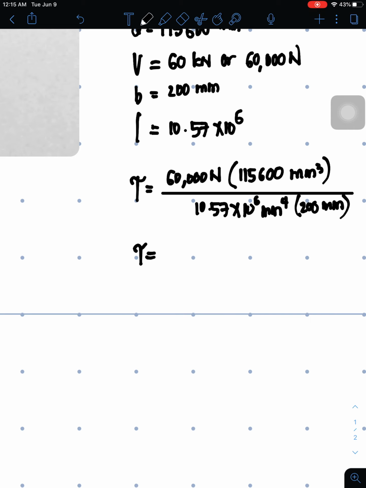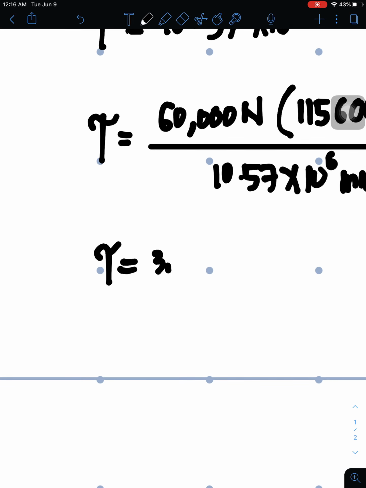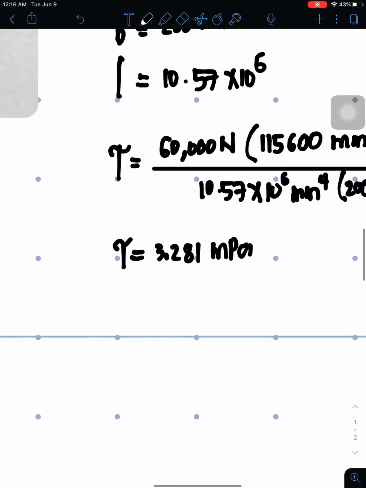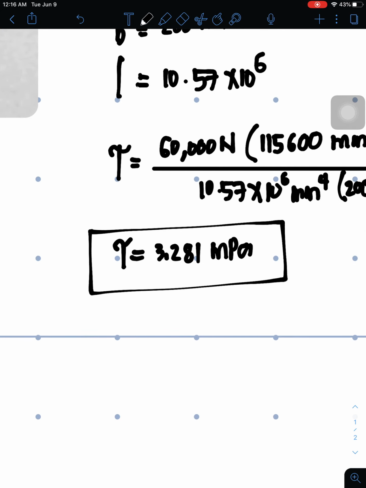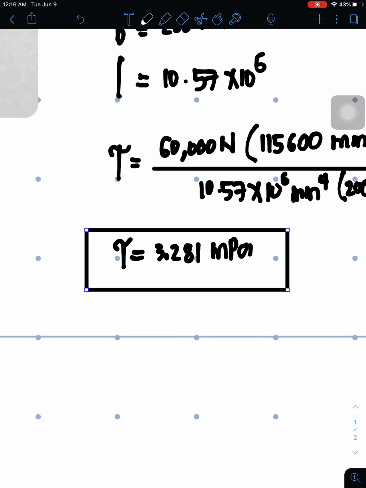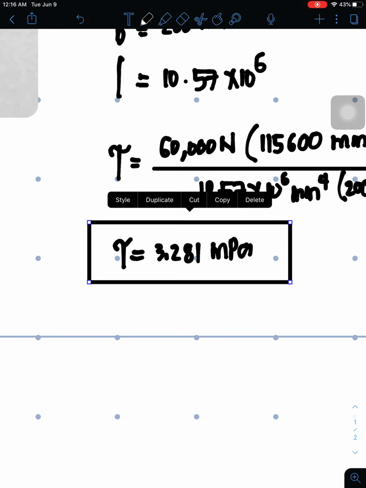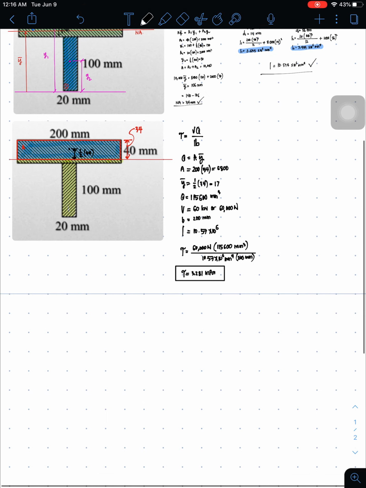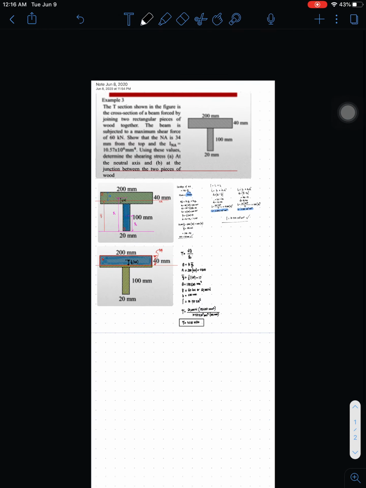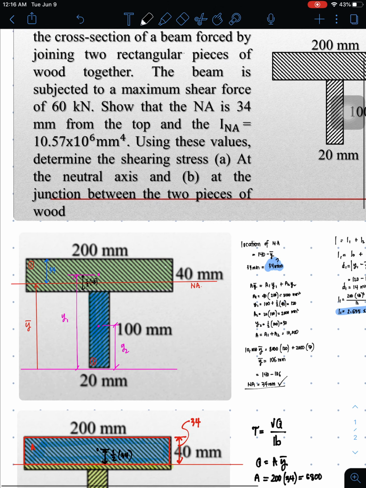So the stress is 60,000 times 115,600 divided by 10.57 times 10 to the 6 times 200. The answer is 3.281 megapascal. So that's for letter A. How about for letter B?